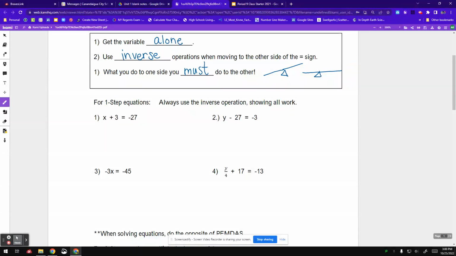All right. So here's my variable, x. It is not alone on this side of the equal sign.